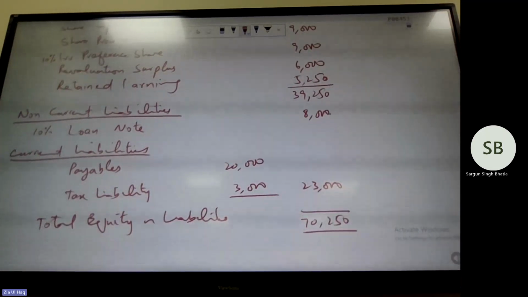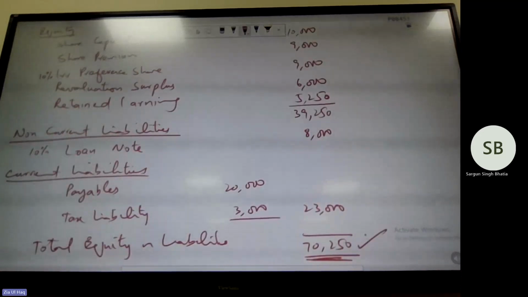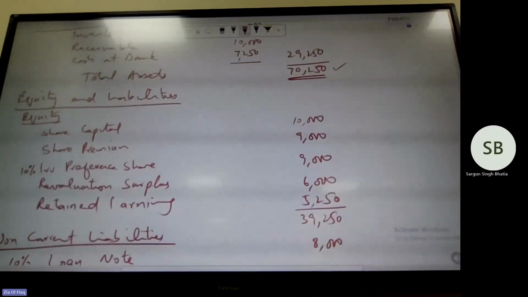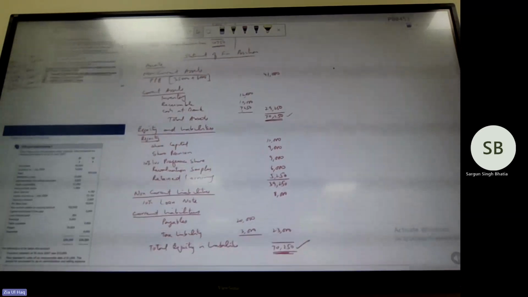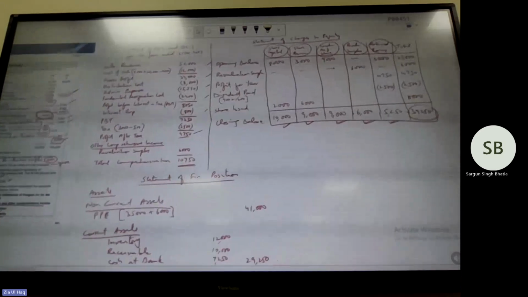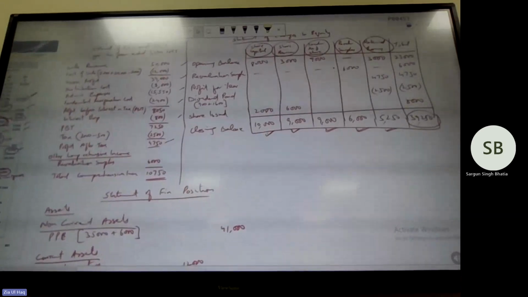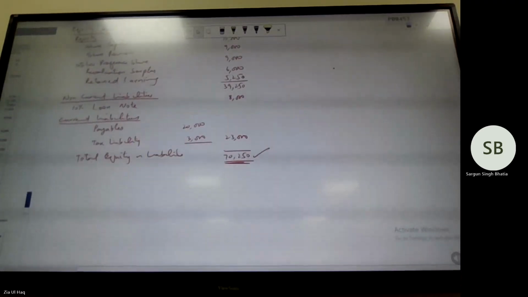You see 39 plus 8, 47 plus 23, 70,000. That's it. So 70,250 and 70,250. This means we have prepared the balance sheet, the statement of profit and loss account, and the statement of changes in equity. Is that fine? Yes, sir. We have completed this question as well.